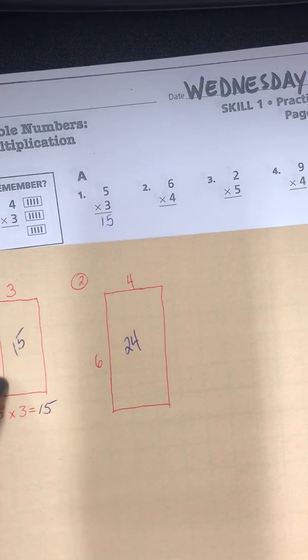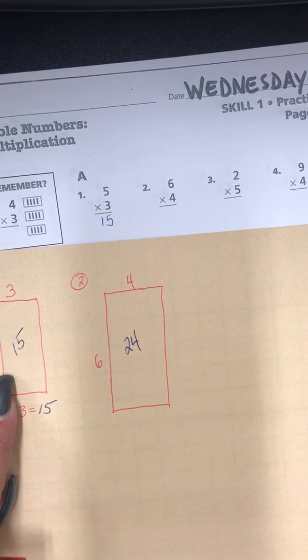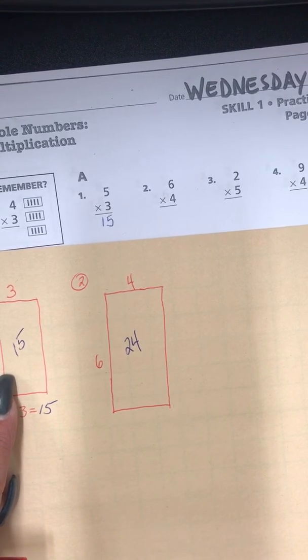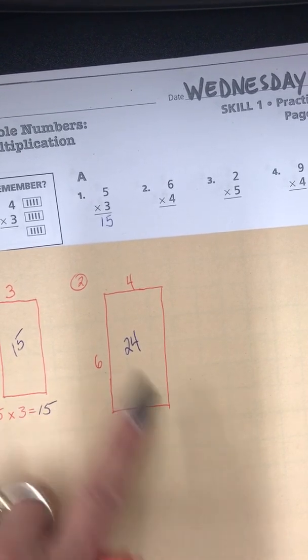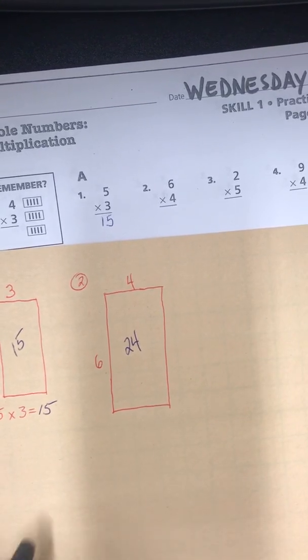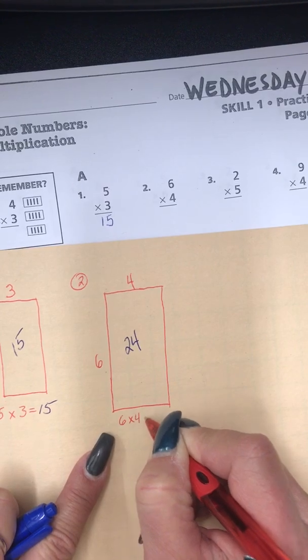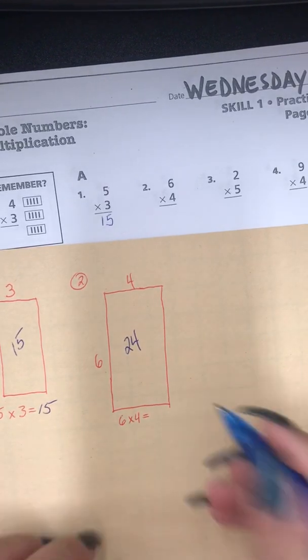On numbers that are smaller, like 5 times 3 or 2 times 3, that's pretty easy to do. But when you start getting into numbers that are 8 times 9, and we're going to get even bigger, into like 25 times 6, you're not going to be able to draw it in there. You're going to need to know how to get those answers without having the squares there to count. So let's make our sentence. We're going to have 6 times 4 equals 24.